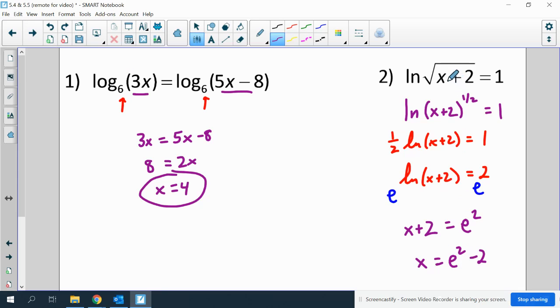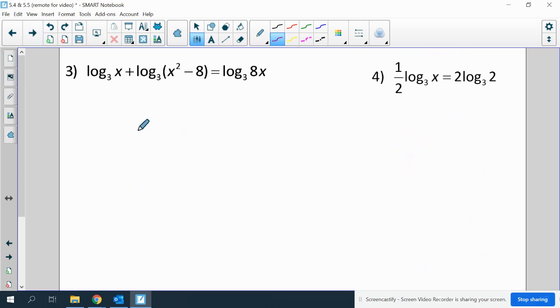If I substituted that in, I would end up getting e squared minus 2 plus 2, which is the natural log of the square root of e squared, which is the natural log of e, which is 1. So it does end up working out.